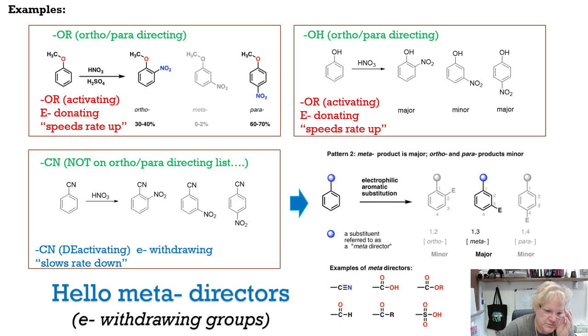Electron withdrawing groups, especially strong ones like cyano here. And if we look at our meta directors, which were on that table that we highlighted, you're going to get a major product at the meta position, a minor ortho-para. All right, so major is meta, minor is ortho-para.